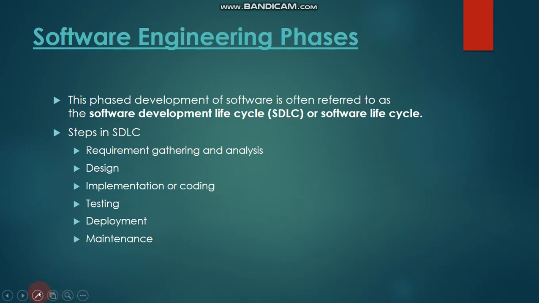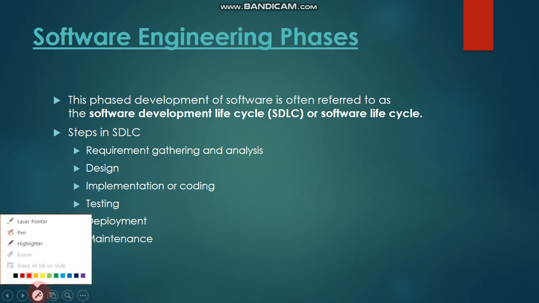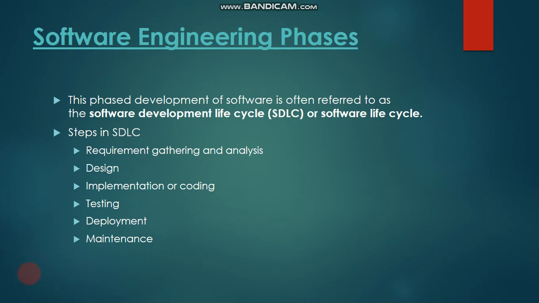The topic that we are going to see here is software engineering phases. So what is the software engineering phase? These phases mean the different steps that are carried out while developing a software, that is called the software development life cycle. Usually it is divided into 7 different phases: requirement gathering, analysis, design, implementation or coding, testing, deployment and maintenance.